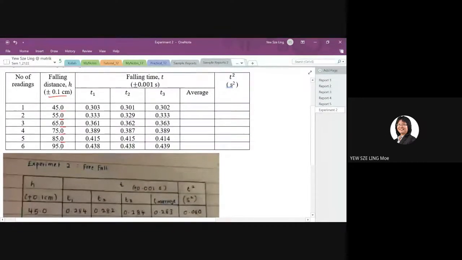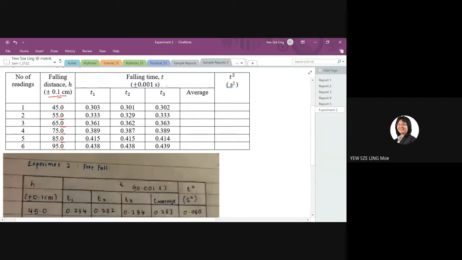All right, in yesterday's class, I caught a few of them. They just gave me 45, 55, 65, 75, 85, 95. So make sure you record it with 1 decimal place because of your measuring apparatus. If your measuring apparatus can record up to 2 decimal places, then the readings recorded here should be 2 decimal places. All right.